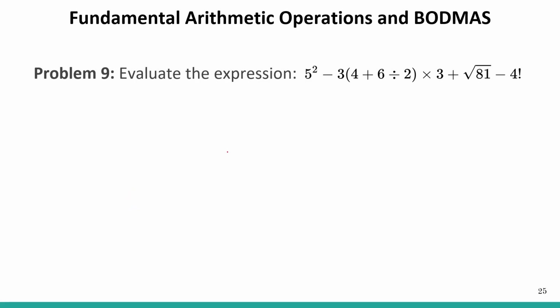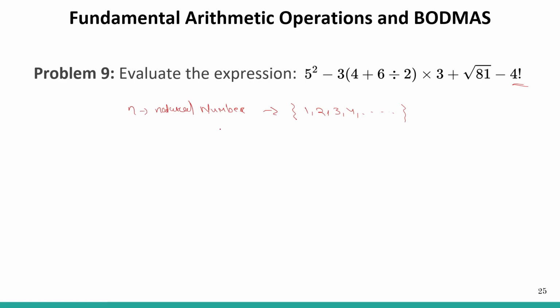So evaluate the expression 5 square minus 3 into 4 plus 6 divided by 2 whole into 3 plus square root of 81 minus 4 factorial. So let's first learn factorial. What is factorial? If you are given a natural number n, what is the set of natural numbers? It is 1, 2, 3, 4, and so on.